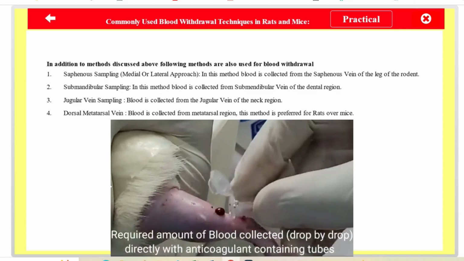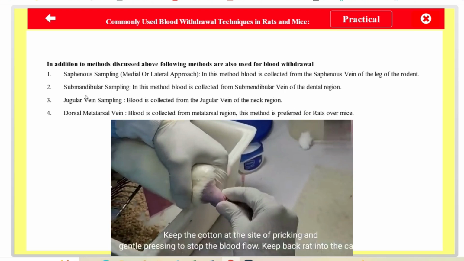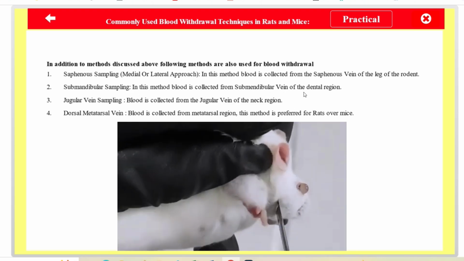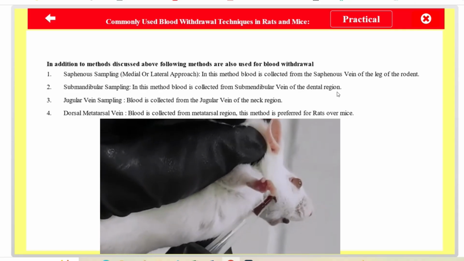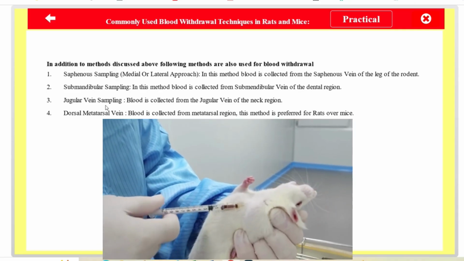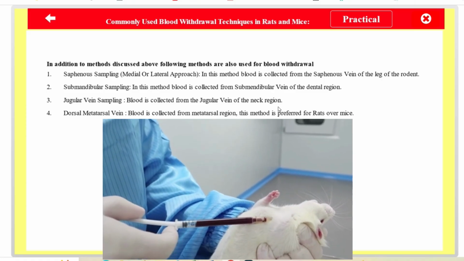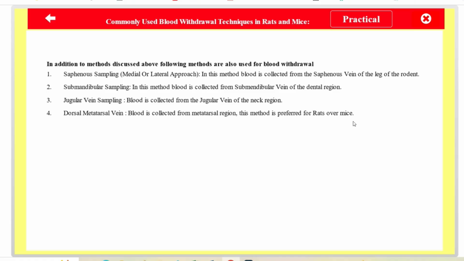So here you can see submandibular sampling. In this method, blood is collected from the submandibular vein of the dental region. Jugular vein sampling: blood is collected from the jugular vein of the neck region. And dorsal metatarsal vein: blood is collected from the metatarsal region. This method is preferred for rat over mice.